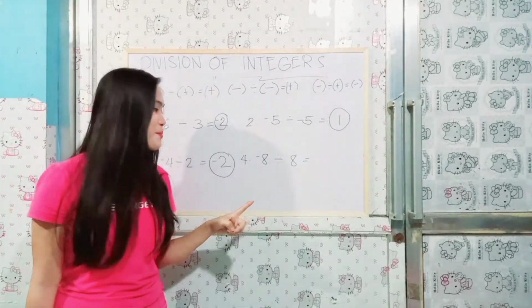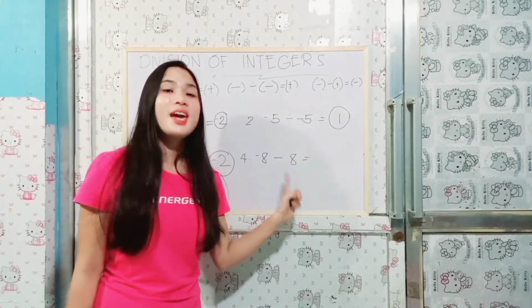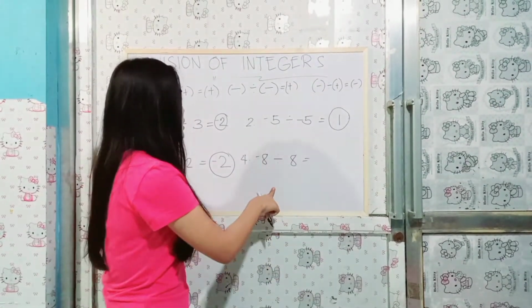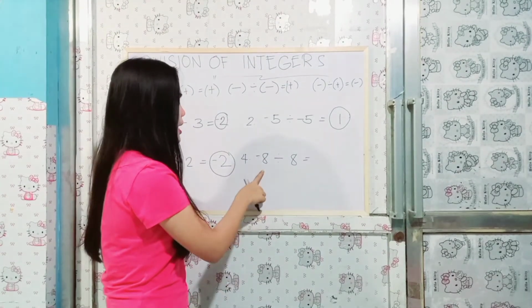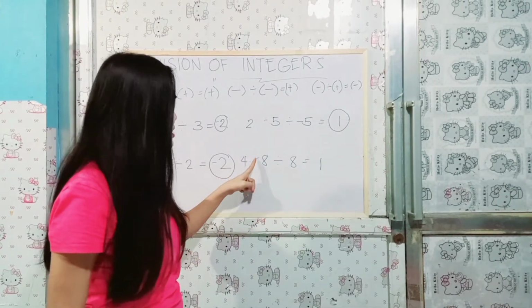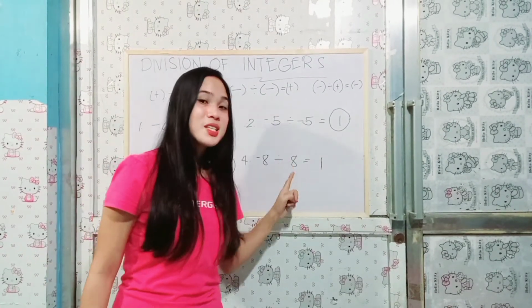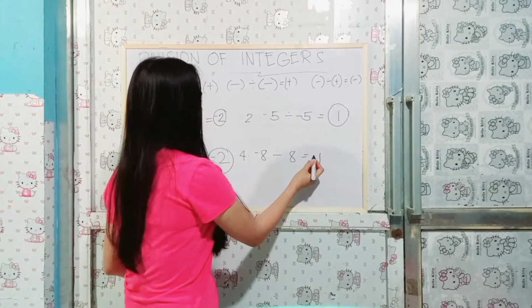So one last example, we have here negative 8 divided by positive 8. So let's divide the absolute values. 8 divided by 8 is 1. And then since it's negative and it's positive, they have different signs, so our quotient will be negative 1.